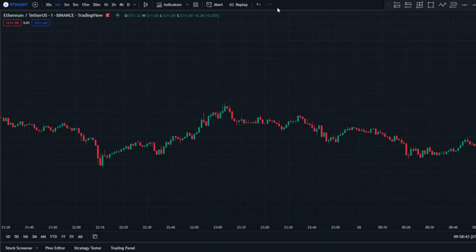And for this video, as you guys can see from the title, we are back with another 1 minute scalping strategy. And for the indicators that we'll be using, the main indicator will be the MACD, and we'll be using it with other indicators as well. So let's get right into the video.